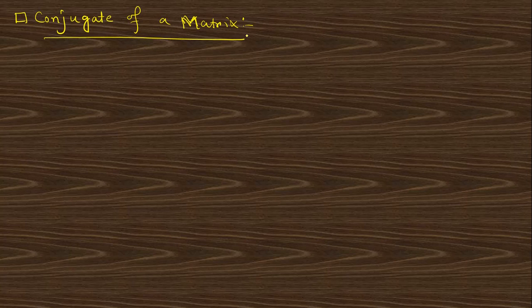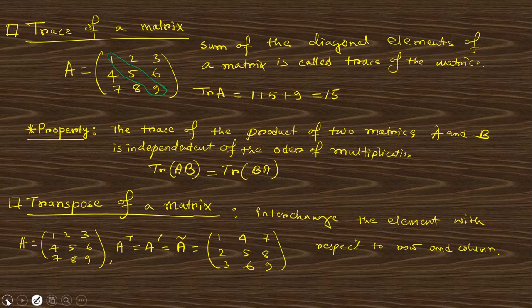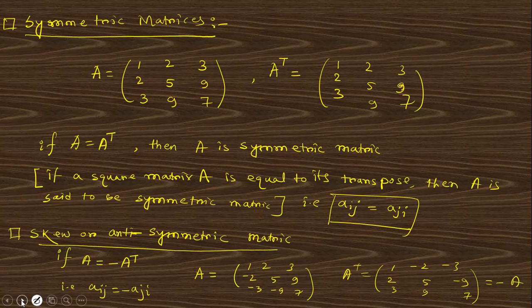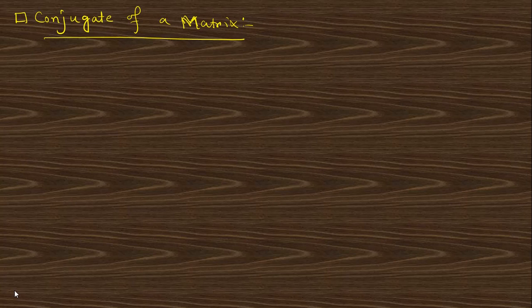Next one is the conjugate of a matrix. What is the conjugate of a matrix? Before this, all the matrices we wrote had real numbers as elements. But if the elements of a matrix are complex numbers, then the complex conjugate of each element gives the conjugate of the matrix.